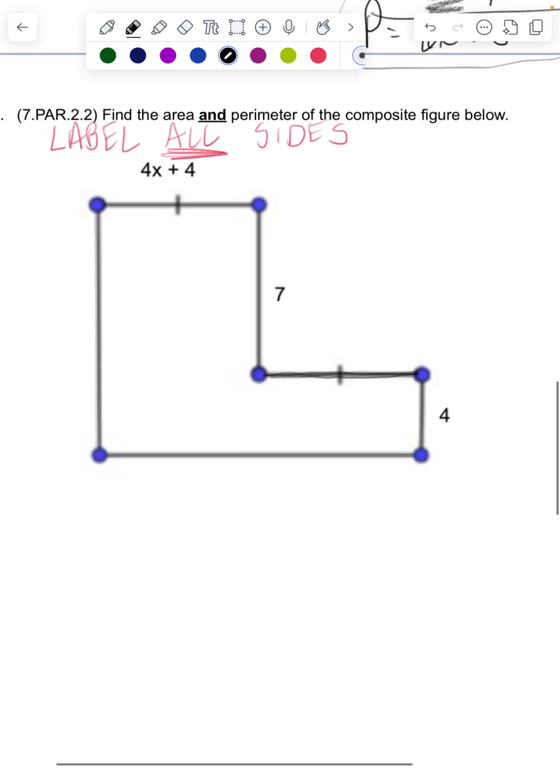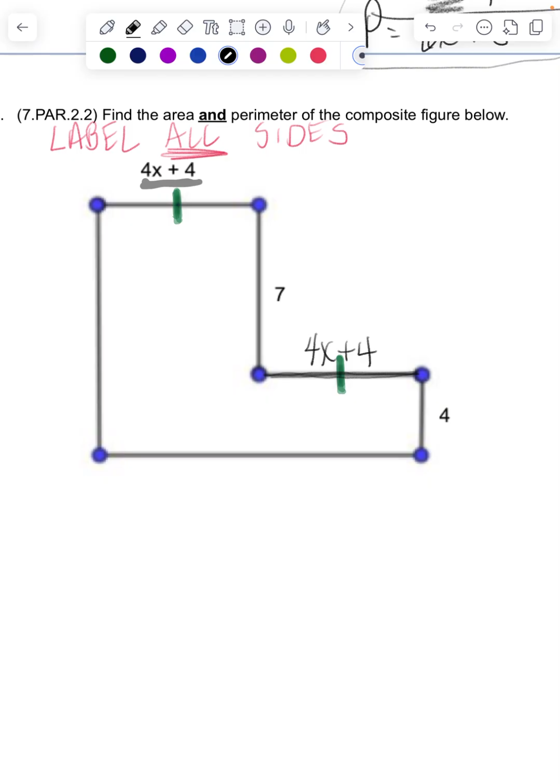But I do know this. I need you to pay attention to this. That is a geometric symbol for showing equality. If you see a little hash mark here and a hash mark on both, that is telling you that this is 4x plus 4, and this is 4x plus 4. That's how you know how long that other side is. 4x plus 4 and 4x plus 4.